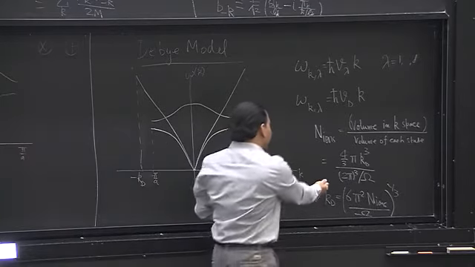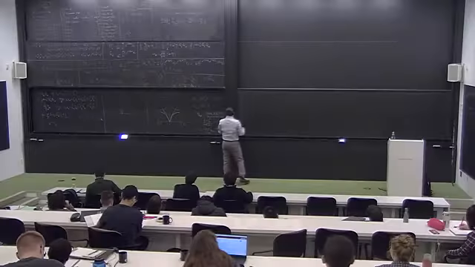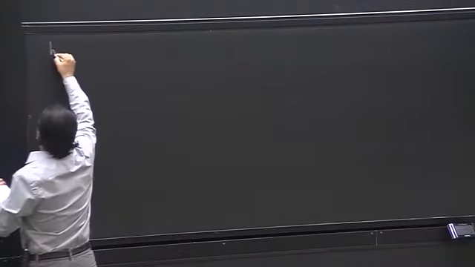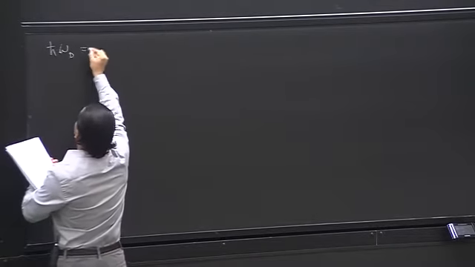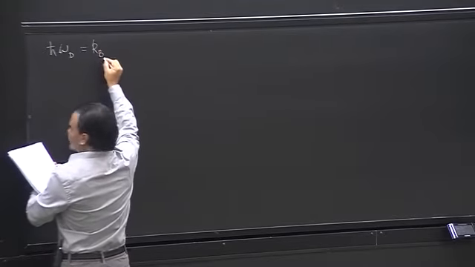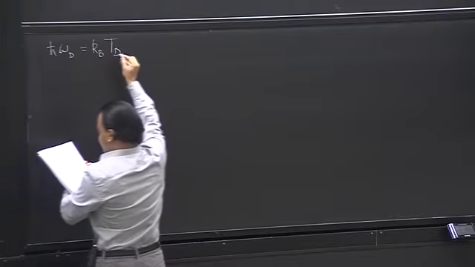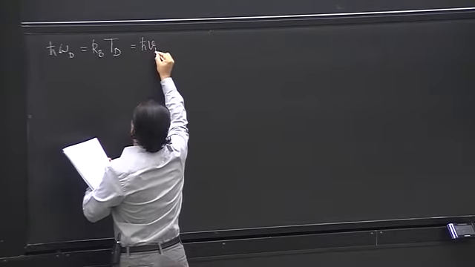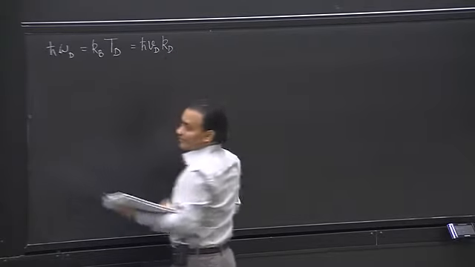Now, using this Debye wave vector, you can define the Debye temperature and Debye frequency. So h bar Debye frequency is the same as the Boltzmann constant times the Debye temperature, and this is the same as h bar Debye velocity times the Debye wave vector.